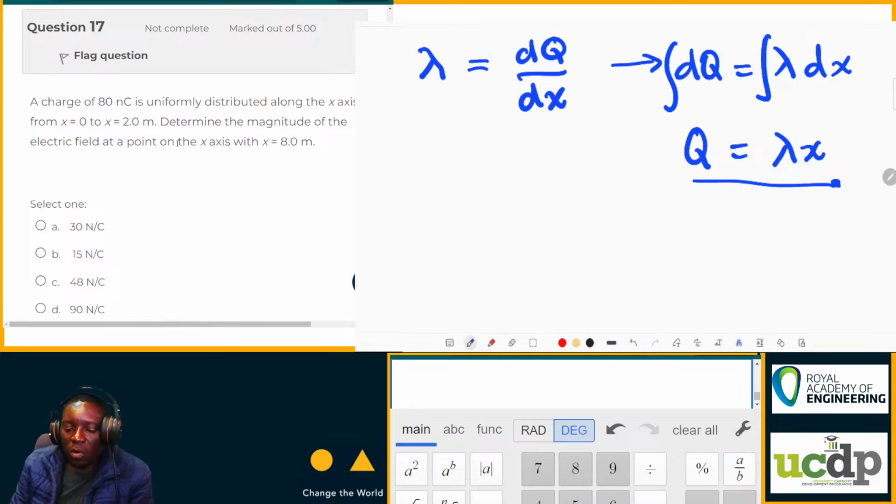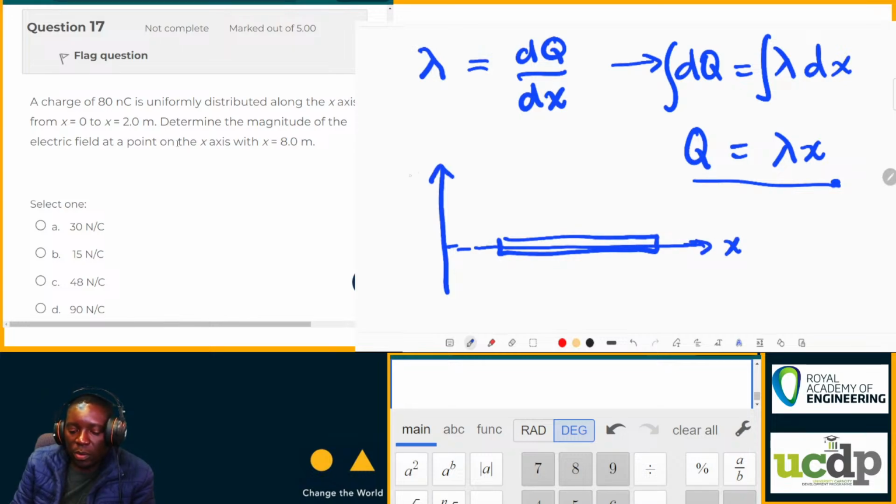It means for a length of charge along the x-axis like this, we have, in this case, this is x, that would be y. Then we have small elements.